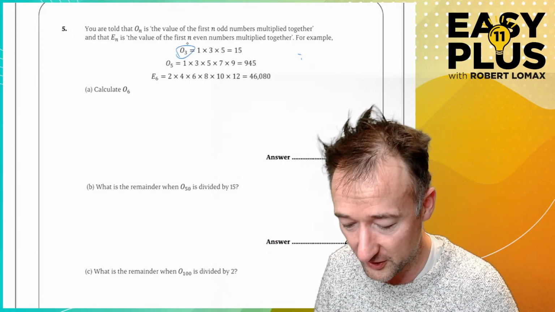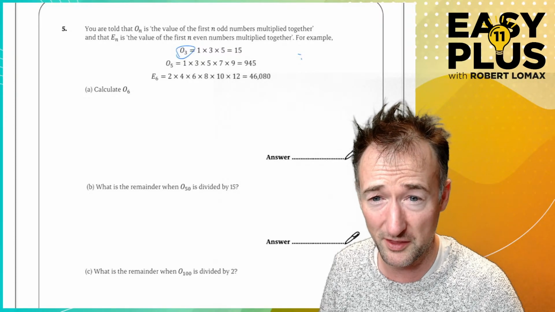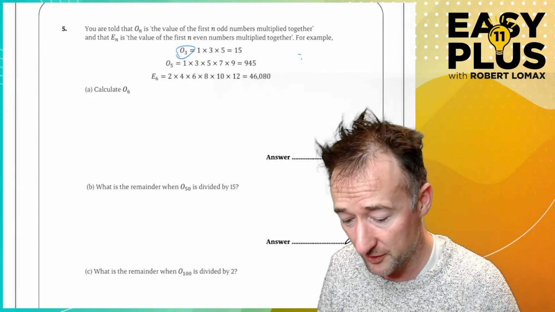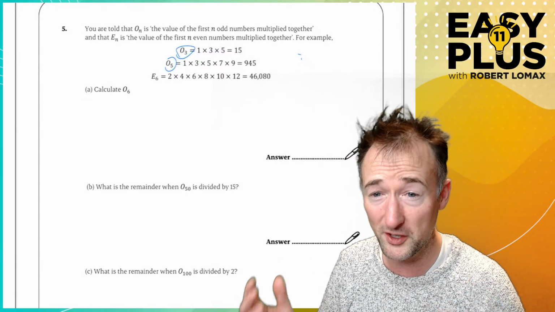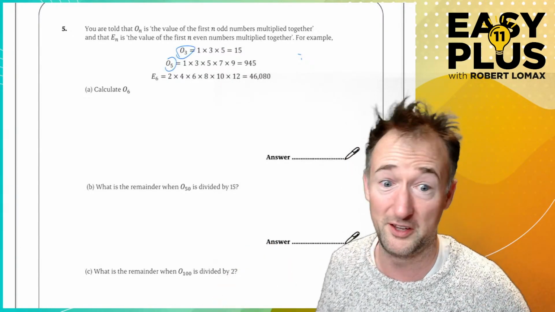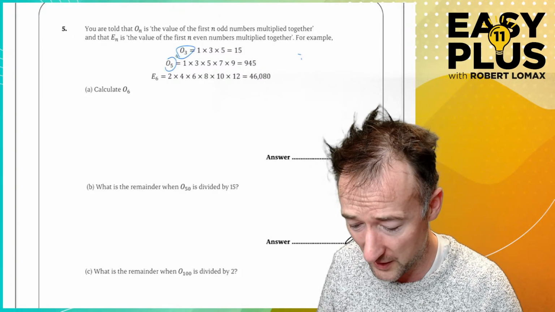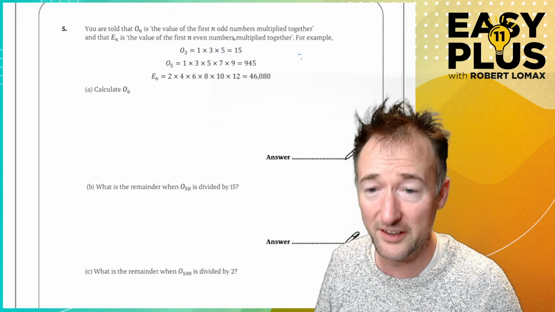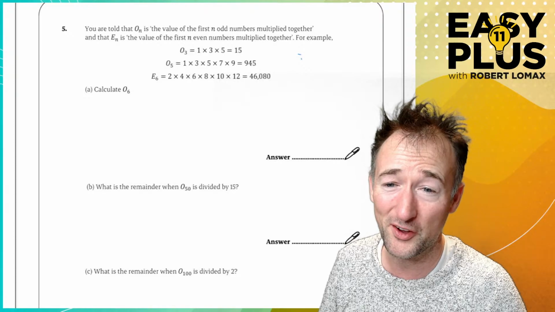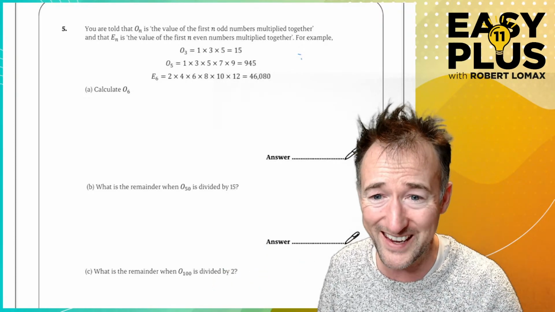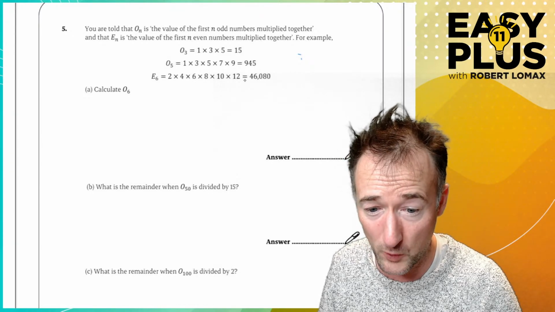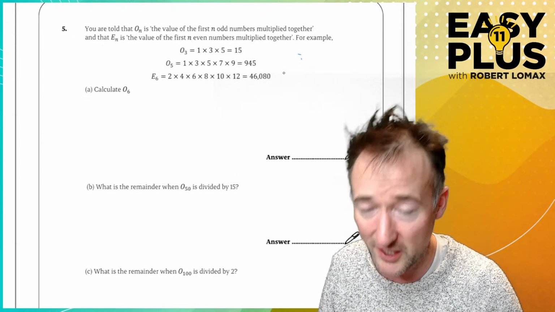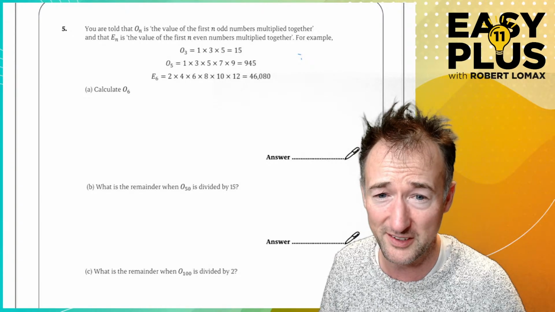I was saying that the first 3 odd numbers multiplied together are 1 times 3 times 5. The first 5 odd numbers are 1 times 3 times 5 times 7 times 9. They're the odd numbers, we're missing out the even numbers. And En is the value of the first n even numbers. So if it's E6, we have the first 6 even numbers, 2, 4, 6, 8, 10, 12, and we multiply them together and we get a very large number, 46,080.